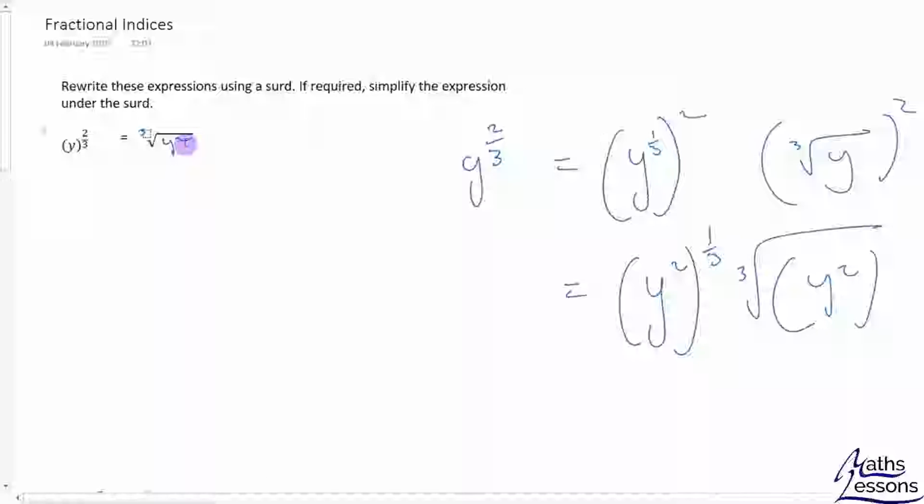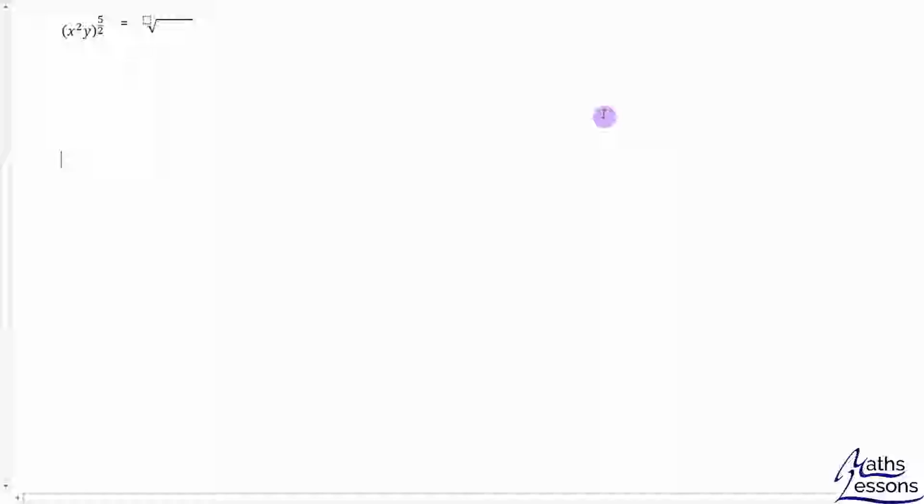Right, let's see if you can just change this one in exactly the same way, so you can get the right power for the surd here and then work out what else goes under here. 30 seconds to do this one.